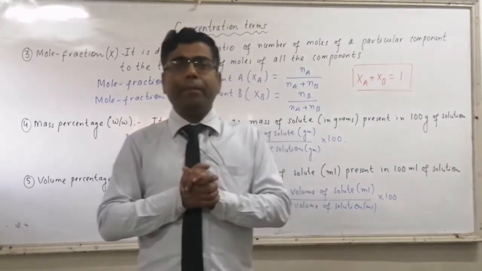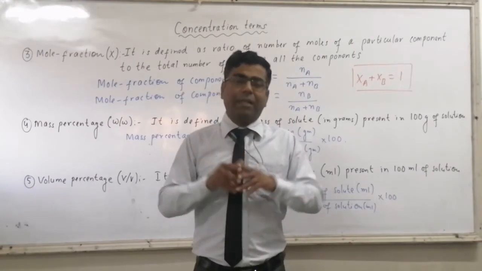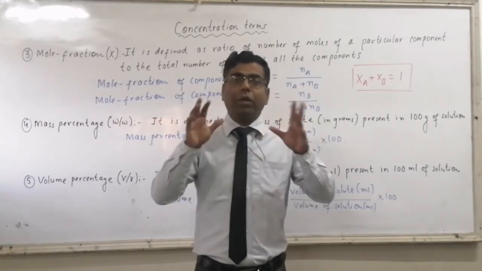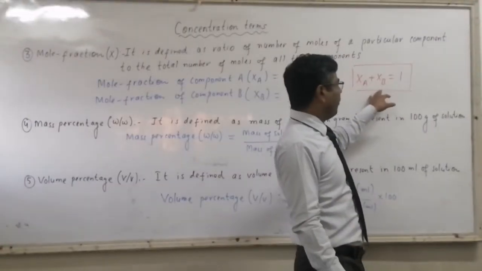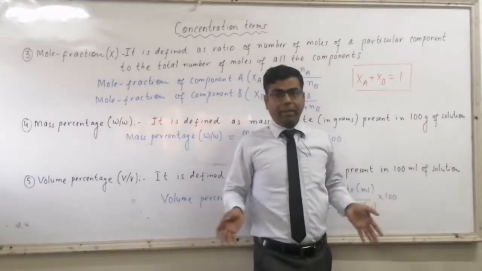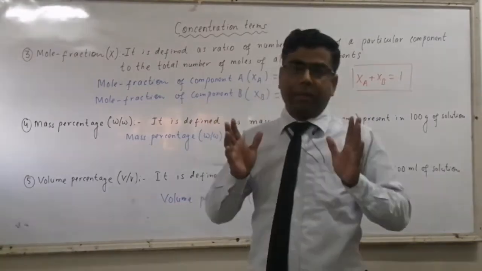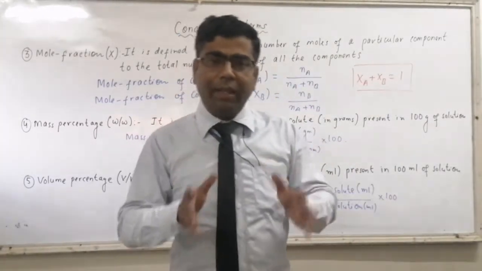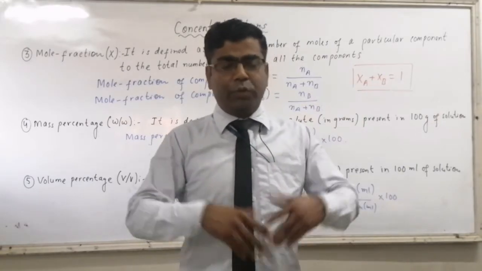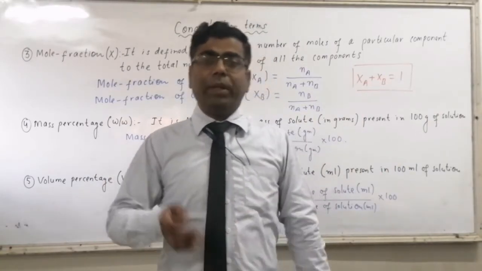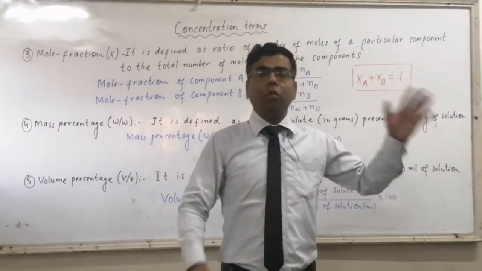Now, whenever we add the mole fractions of all the components, let us talk about a binary solution where we have only two components. Then it is the rule that XA plus XB will always be equal to 1. It will be unity. If we add all the fraction values, then their sum will be equal to 1, or unity. Suppose we are talking about a three component system, then XA plus XB plus XC will be equal to 1.